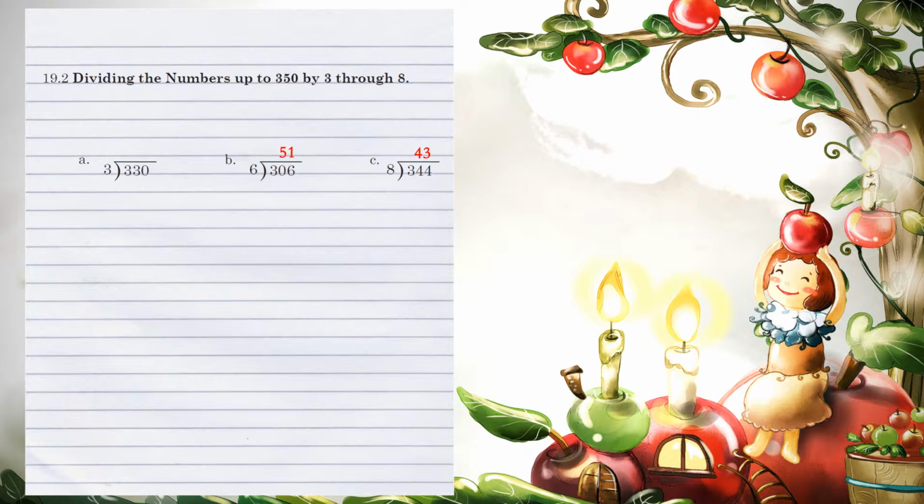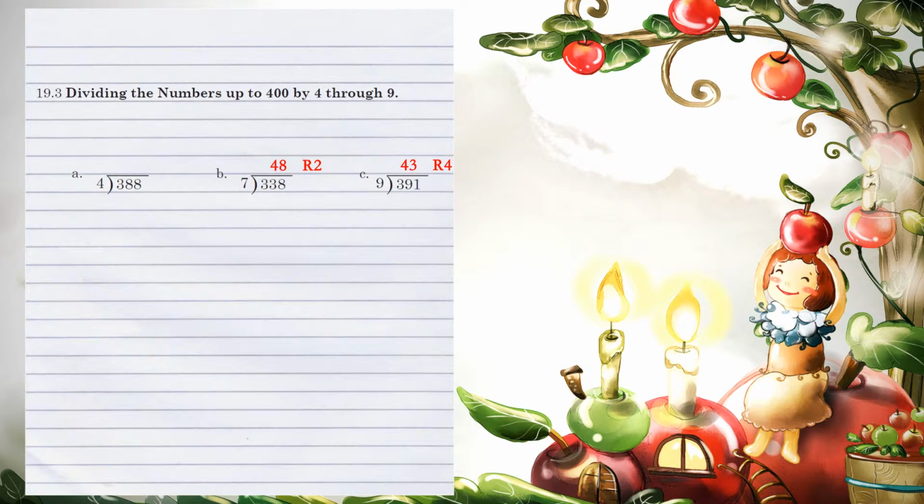1 times 3 is 3. When you subtract, you get 0. Bring down the next number, which is 0. 3 goes into 0 times. 0 times 3 is 0 for a remainder of 0, so our answer is 110.